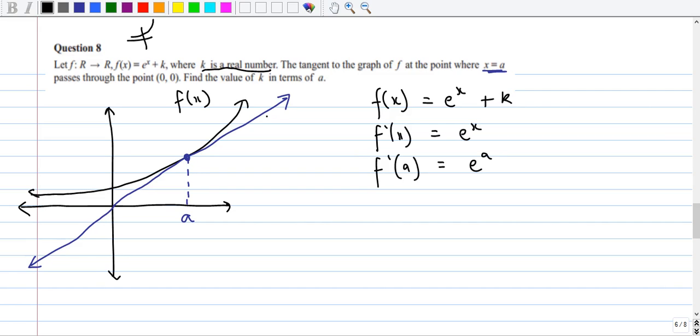Because the blue line is a straight line, I can determine its gradient using rise over run, or y2 minus y1 over x2 minus x1. I know it passes through a, and this point can be expressed as e to the a plus k. It's what I would get if I subbed x equals a into this rule: e to the a, whatever that x value is, plus k.